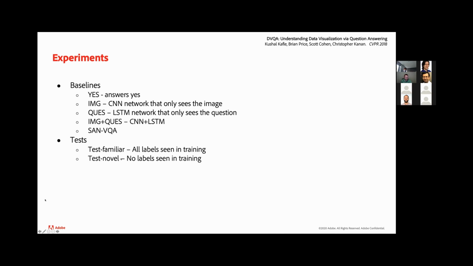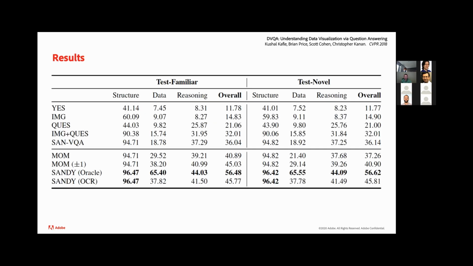And we had two different test sets we actually did. The test familiar, which is where all the labels that were in the tables were seen in the training set. And then we had the test novel where none of them were. So that was really testing out of vocabulary answers. So here's a chart. Let me just walk you through this real quickly. You can see we have two different sets of data here, the test familiar and the test novel. And we get the results on each of these three types of questions, the structure, data, and reasoning, as well as the overall. And if we just look at the overall here, you can see our yes or no. If you just always answer yes, apparently probably about 20% of the questions were yes and no.